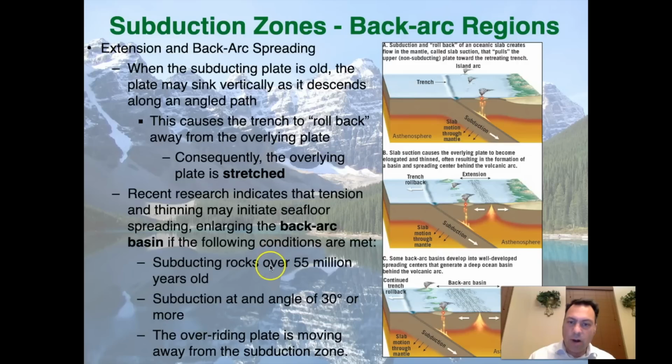So if the subducting rocks are over 55 million years old, that means they're going to be cold, they're going to be dense. In other words, this thing has a very high likelihood that it's going to preferentially go into the mantle rather than be forced into the mantle. It's going to fall into the mantle.